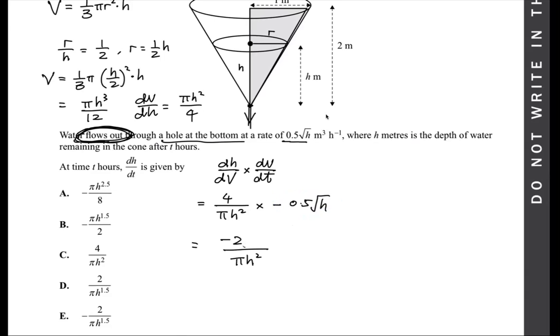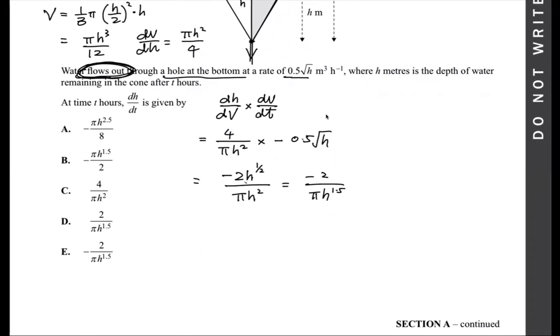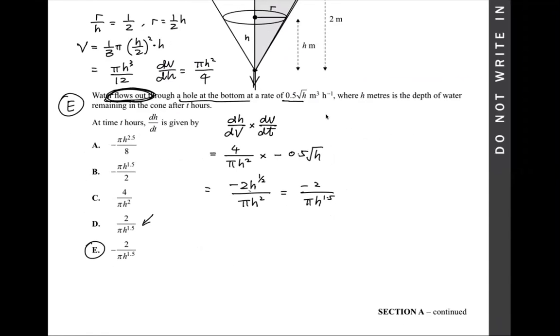h to the power of 0.5, h power half. So you should have -2 over pi h to the power 1.5 here, okay? Just divide them through, and you are using the subtracting 1/2 index law. So the answer is option E, okay? I believe many would get bogged down with option D, but don't forget, water flows out, leaks out, drops, etc. These sort of phrases mean negative rate of change.